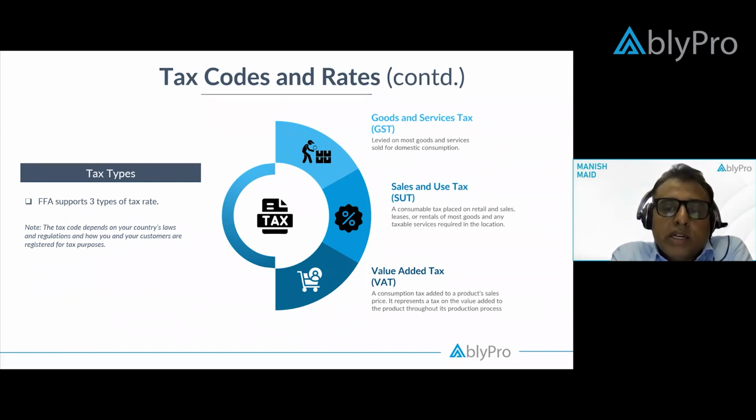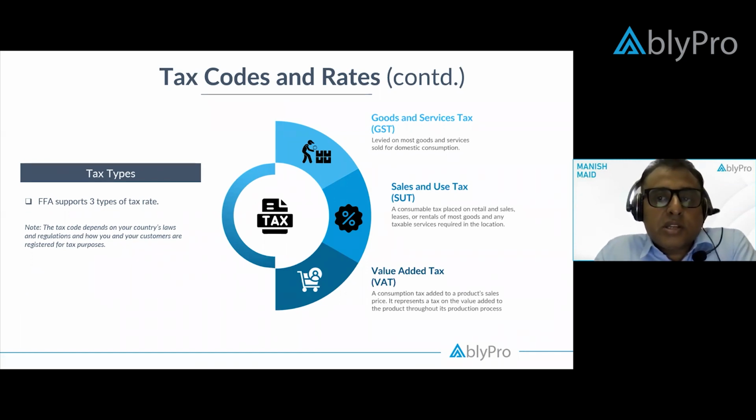Then the last one is value added tax. This is also a consumption tax added to a product sales price. It represents a tax on the value added to the product throughout its production process. So this is an important tax. Many countries have updated their VAT structure with the GST also now. But still, there are standard VAT tax rates prevalent in most of the countries across the globe, and it is used extensively.